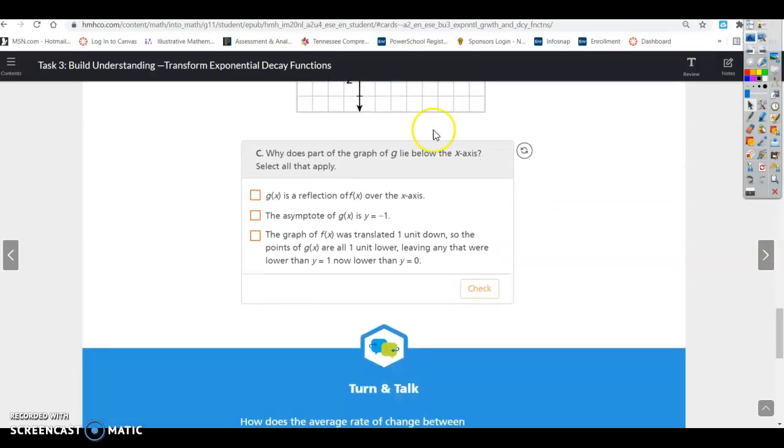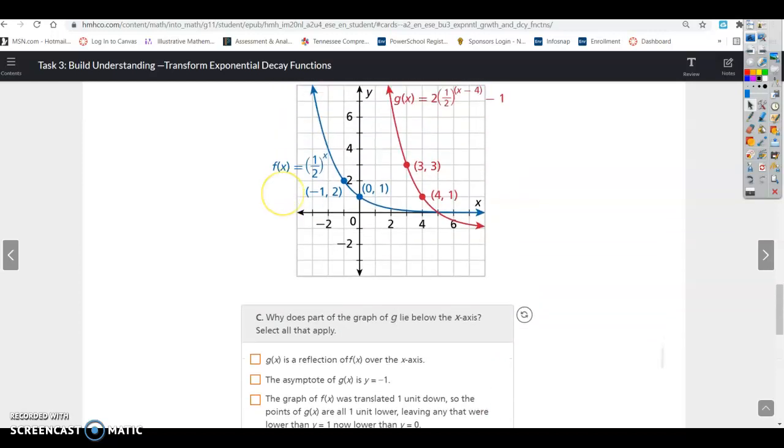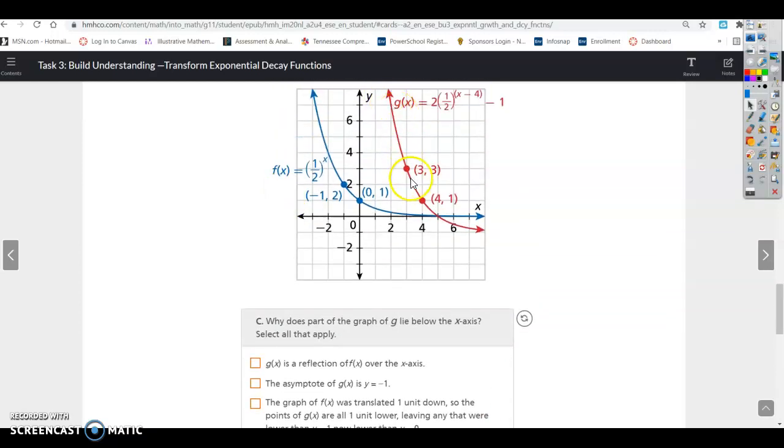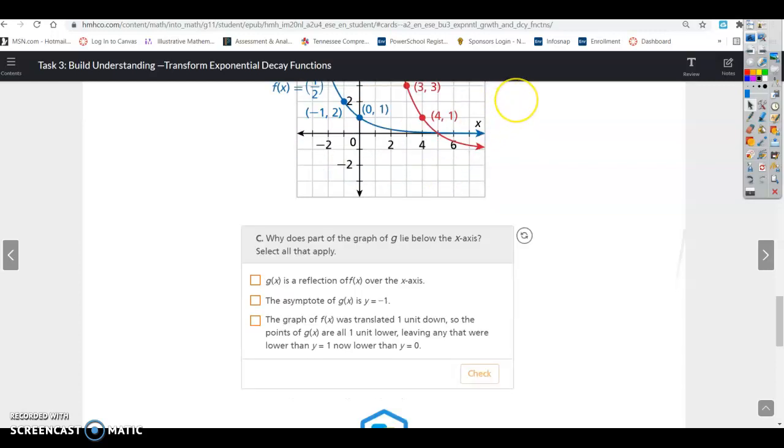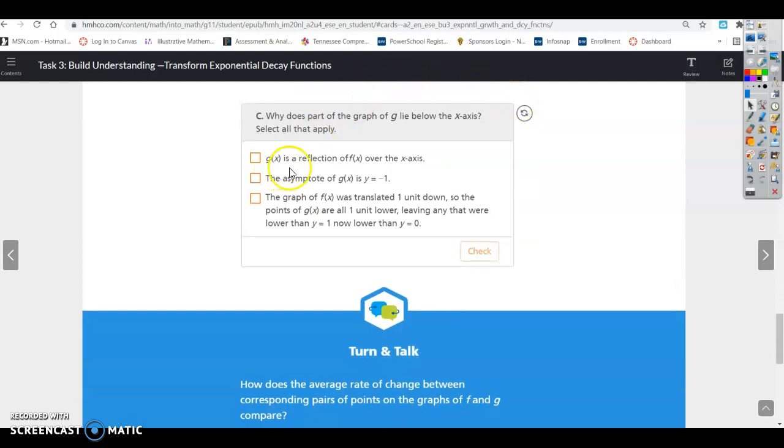All right, why does part of the graph of g lie below the x-axis? Select all that apply. You can see why right here, this is going down below the x-axis. Why does that happen? It's because of this shift here. So it says g is reflected over the x-axis. That's not true. The asymptote is y equals -1.